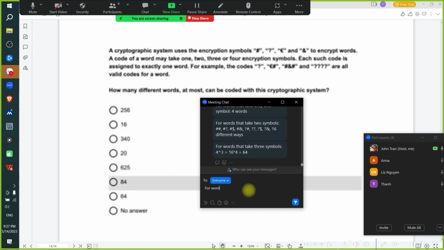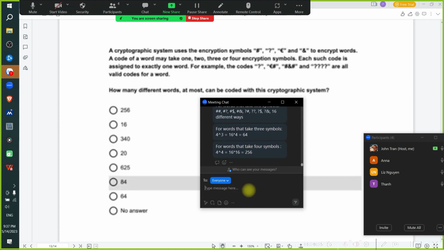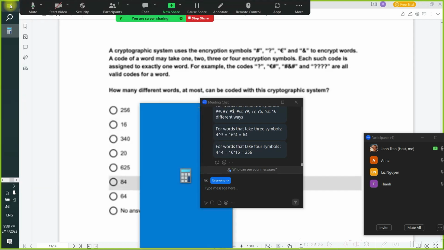So for words that take 4 symbols, it's going to be 4 to the power of 4. It's going to be 16 times 16, which is 256. But you have to combine all of them together to have the final answer.